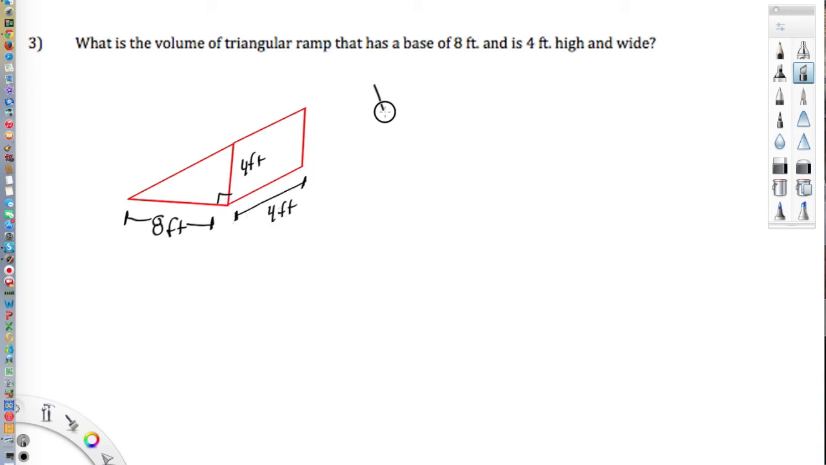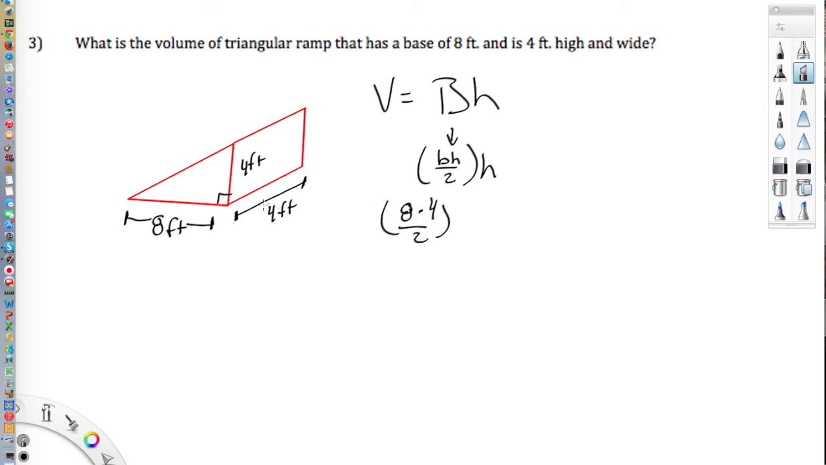So I'm going to use volume is equal to big B times H. I have a triangular prism here. My base shape is a triangle. Again, the way I find the area of a triangle is base times height divided by 2, times H. My base is 8. My height of the triangle is 4. Divide that by 2. And then the height of my prism, although the prism's lying over, the height is 4 feet.